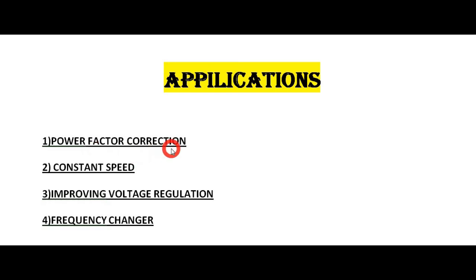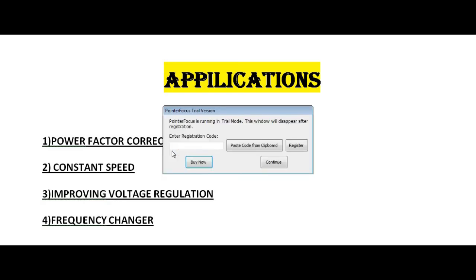What do you mean by power factor correction? Over-excited synchronous machines always work as synchronous condensers. Synchronous condensers are used for the improvement of the power factor of industrial loads having lagging power factors.